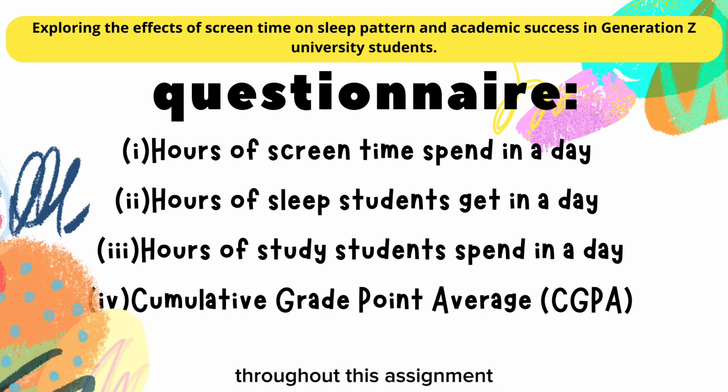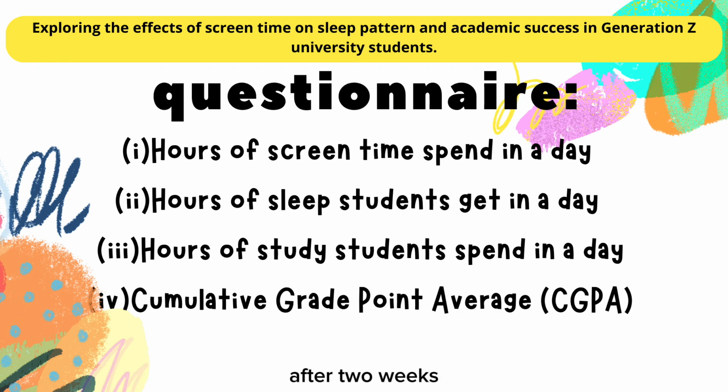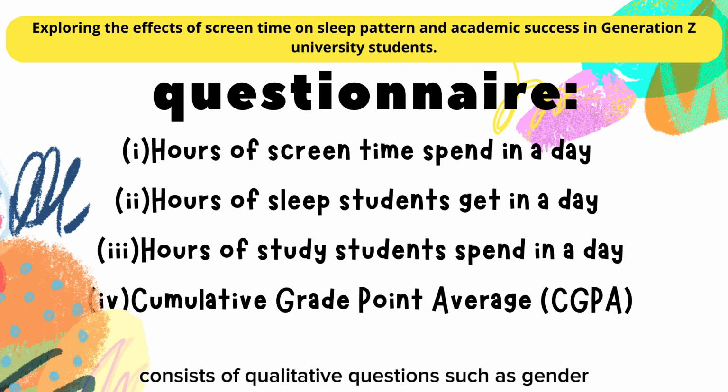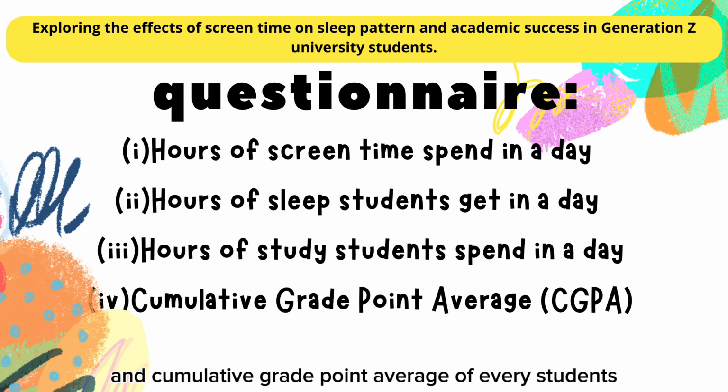Throughout this assignment, we use Google Form as our platform to collect the data. After 2 weeks, about 46 respondents have responded to our survey. This survey consists of qualitative questions such as gender, course and year of study. We also ask quantitative questions such as age, hours of screen time spent in a day, hours of sleep students get in a day, hours of study students spend in a day, and cumulative grade point average of every student.